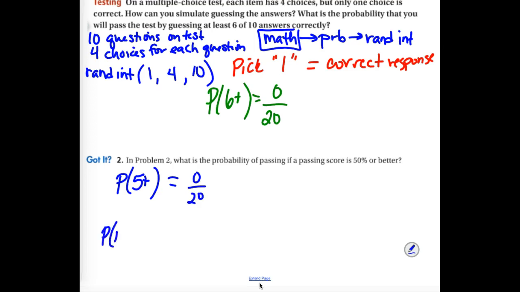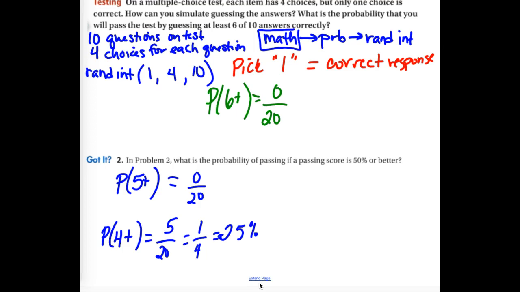What about the probability of 4 or more? How many got 4? 4 1s. 1, 2, 3, 4, 5. All right. So our probability was 5 out of 20, or 1/4, or 25% probability of getting 4 out of the 10 correct. Does that make sense? So it's a way to simulate an experiment without actually taking that test 20 times.